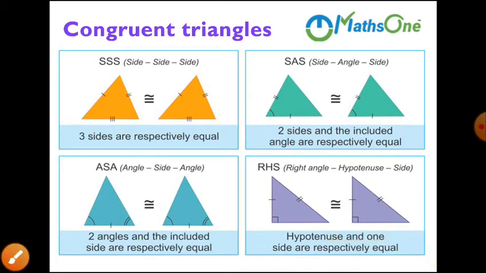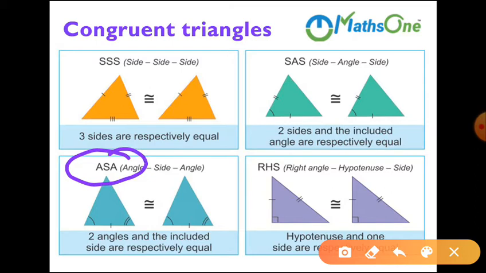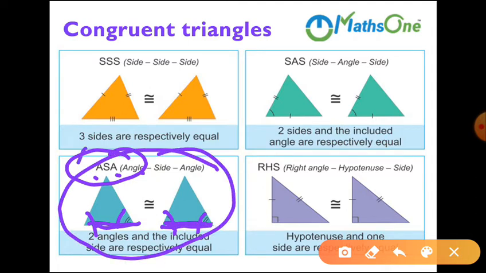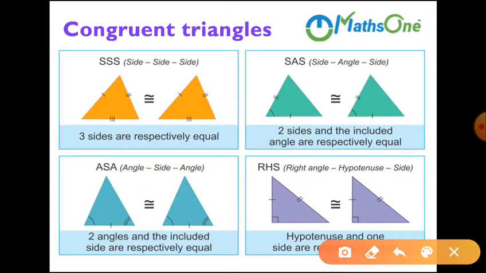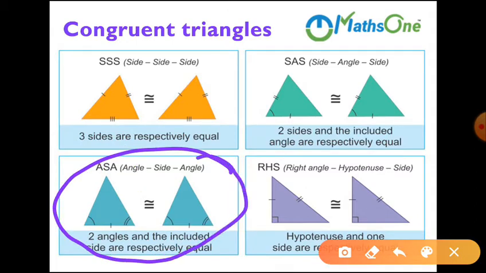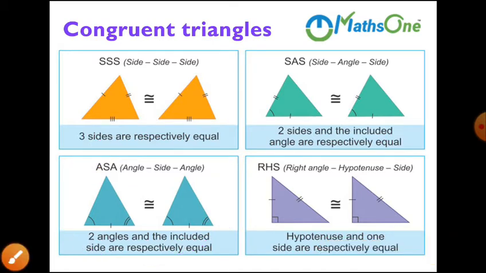Now move to the next congruence criteria. It's ASA, angle side angle. The first angle is equal to the first angle, the second angle is equal to the second angle, and the in-between side is equal to the in-between side. So in these two triangles one angle, one side and one angle are equal to each other. Hence we can say that these two triangles are congruent to each other with the help of ASA congruency criteria.